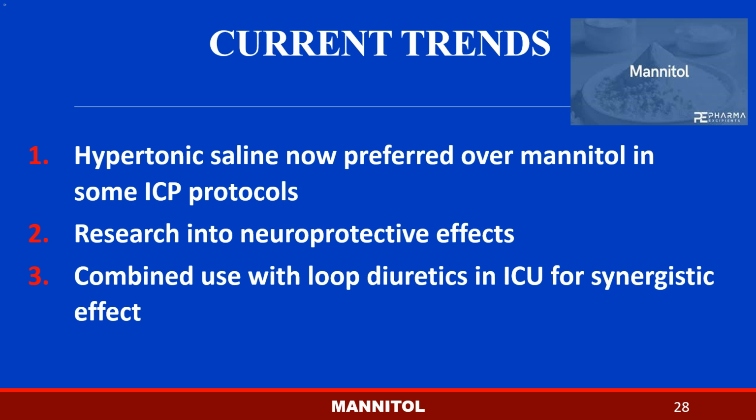compared to mannitol. 2. Research into neuroprotective effects. Both mannitol and hypertonic saline are used to reduce ICP through osmotic effects. Research is ongoing to understand their comparative effectiveness and potential neuroprotective strategies in traumatic brain injury management. 3. Combined use with loop diuretics in ICU for synergistic effect. While specific studies on combining hypertonic saline or mannitol with loop diuretics for a synergistic effect in ICU settings are limited in the search results, the general approach in managing ICP involves optimizing therapeutic strategies for individual patient needs.